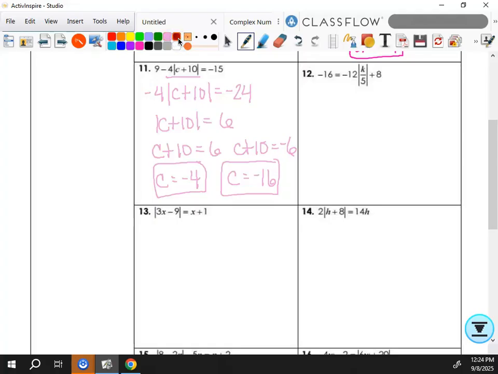Instead, I've got to isolate this first term, so I got to move that 8. So I'm going to subtract 8 from both sides, get negative 24 equals negative 12 times the absolute value of k over 5. I still can't get rid of the fraction, but it's not that big a deal. Right now, I'm just having to rewrite it. What do I do next? Divide by negative 12. Good. So I'm going to get 2 equals the absolute value of k over 5.